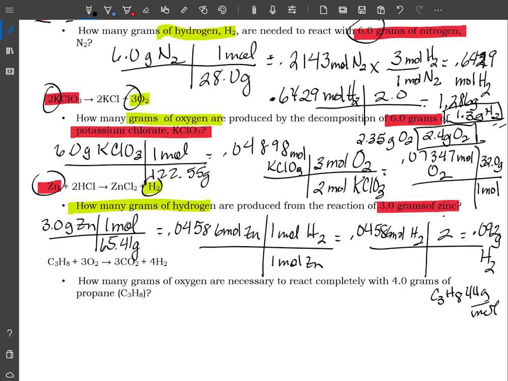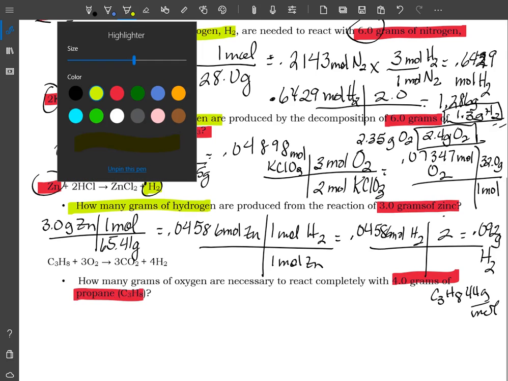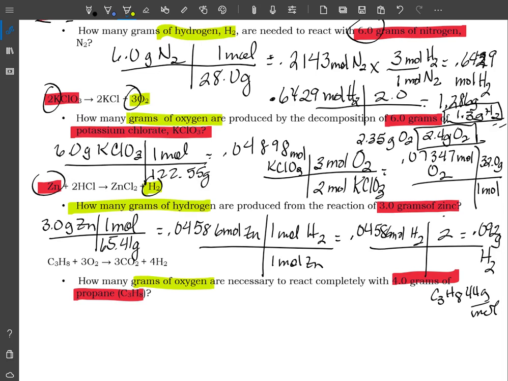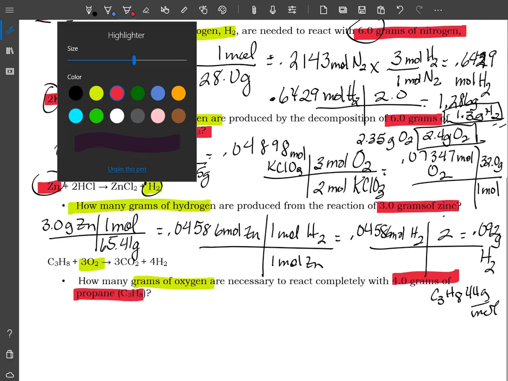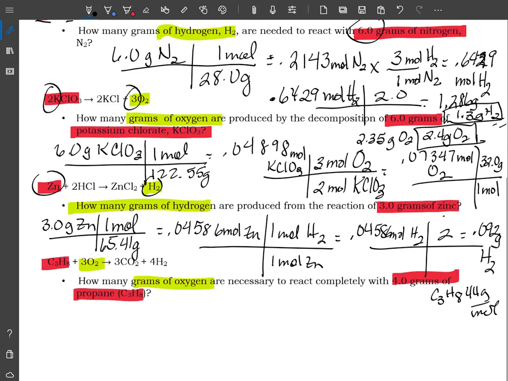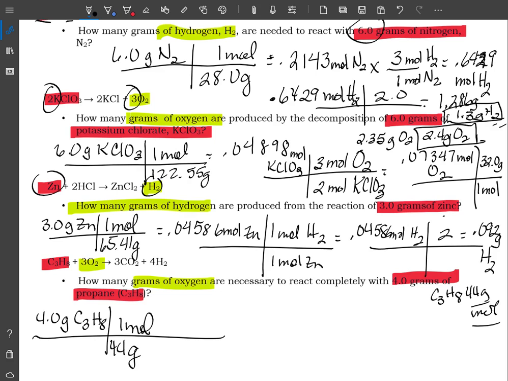Last but not least, my known is 4 grams of propane. My unknown is oxygen. Start with 4 grams of propane. The molar mass of propane I looked up, 44 grams in 1 mole. That's 0.090909.